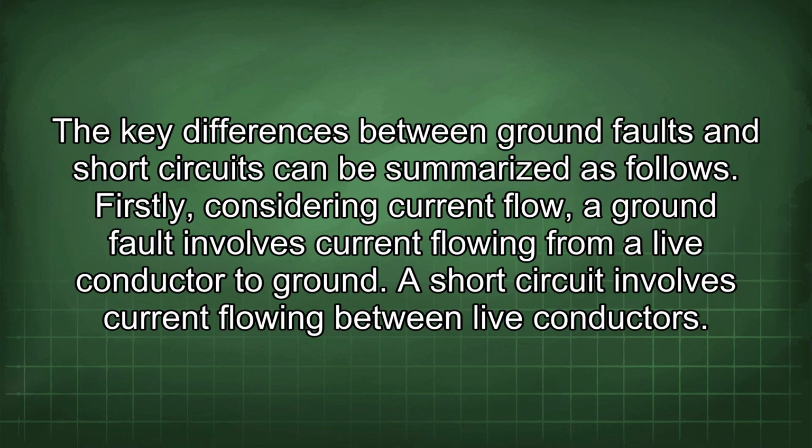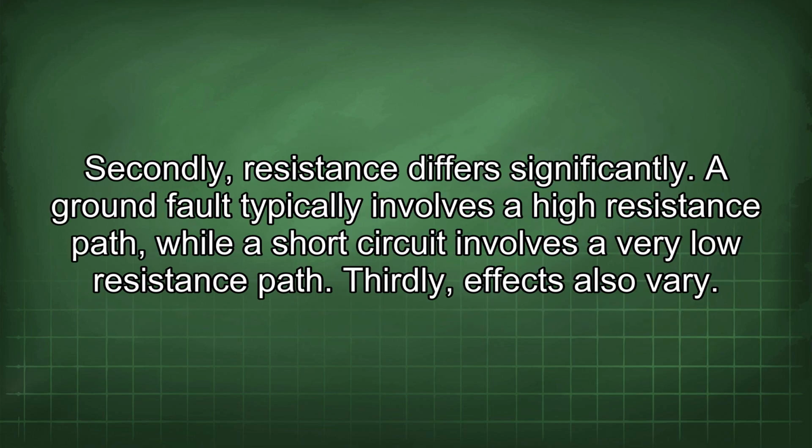The key differences between ground faults and short circuits can be summarized as follows. Firstly, considering current flow, a ground fault involves current flowing from a live conductor to ground. A short circuit involves current flowing between live conductors. Secondly, resistance differs significantly. A ground fault typically involves a high resistance path, while a short circuit involves a very low resistance path.